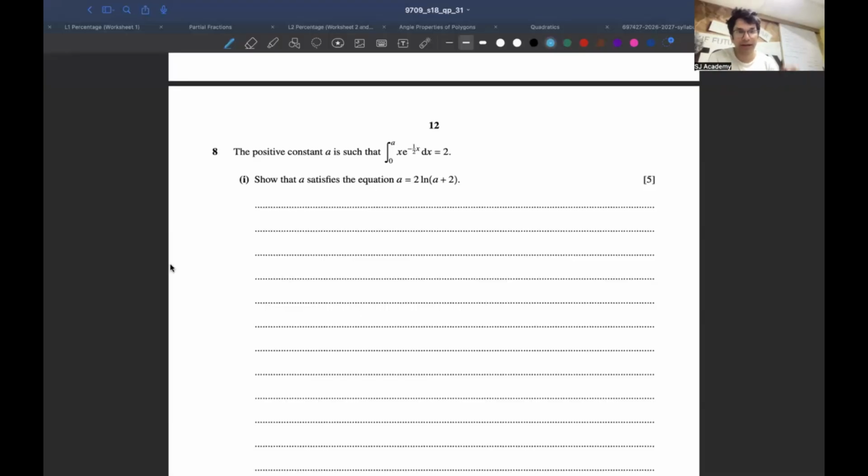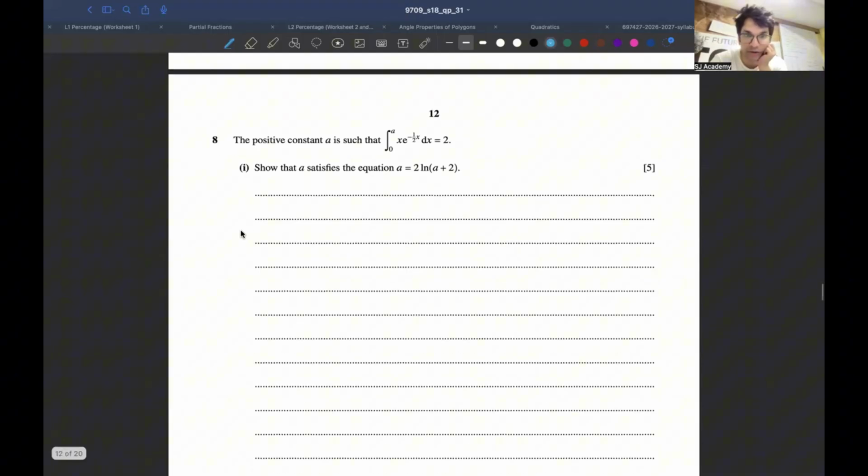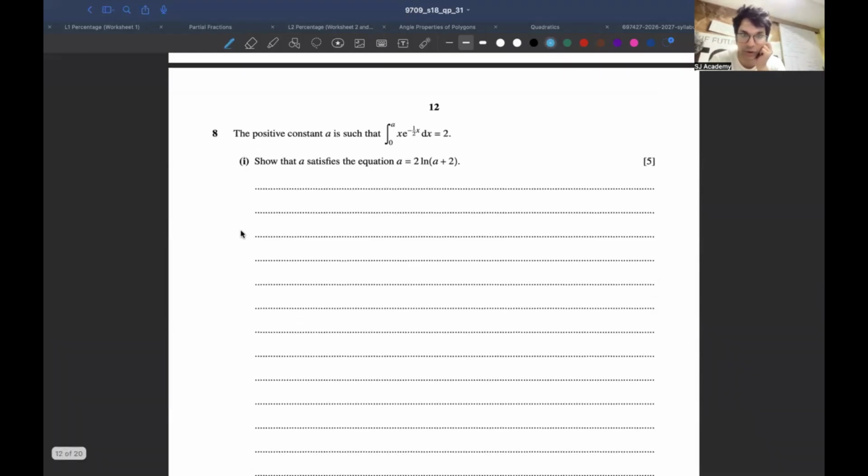In question number 8, it says that the positive constant A is such that the integral of x e to the power minus half x equals 2, with limits A and 0. We have to show that A satisfies the equation A is equal to 2 ln of A plus 2. So as we can see that in this question, there are two different functions that are multiplying. So we'll have to use integration by parts. We'll use the LATE method, and it basically means that whatever function comes up first, that will be taken as u.